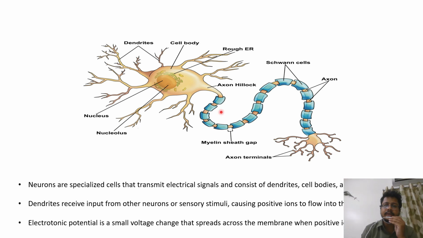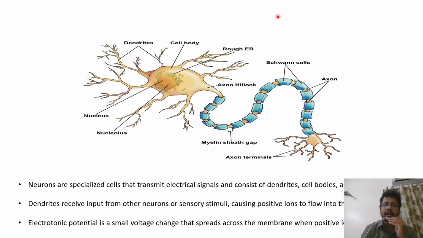The solution is insulation. Just like electrical wire coated with rubber or plastic to prevent current leakage, neurons have a biological insulator called a myelin sheath. These blue parts are the myelin sheath, produced by Schwann cells in the peripheral nervous system or oligodendrocytes in the central nervous system. Myelin prevents ions from leaking out and allows the electrical signal to travel faster with less energy loss. However, there is a problem.